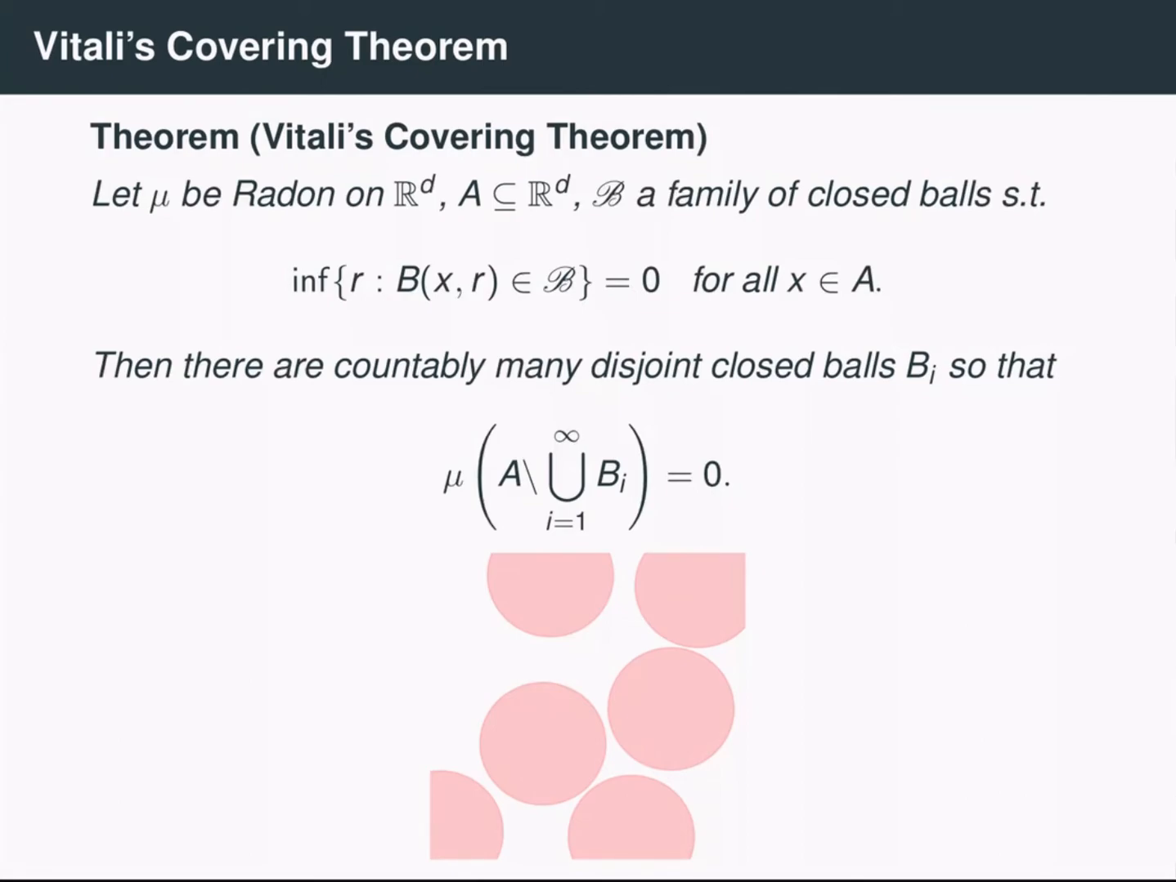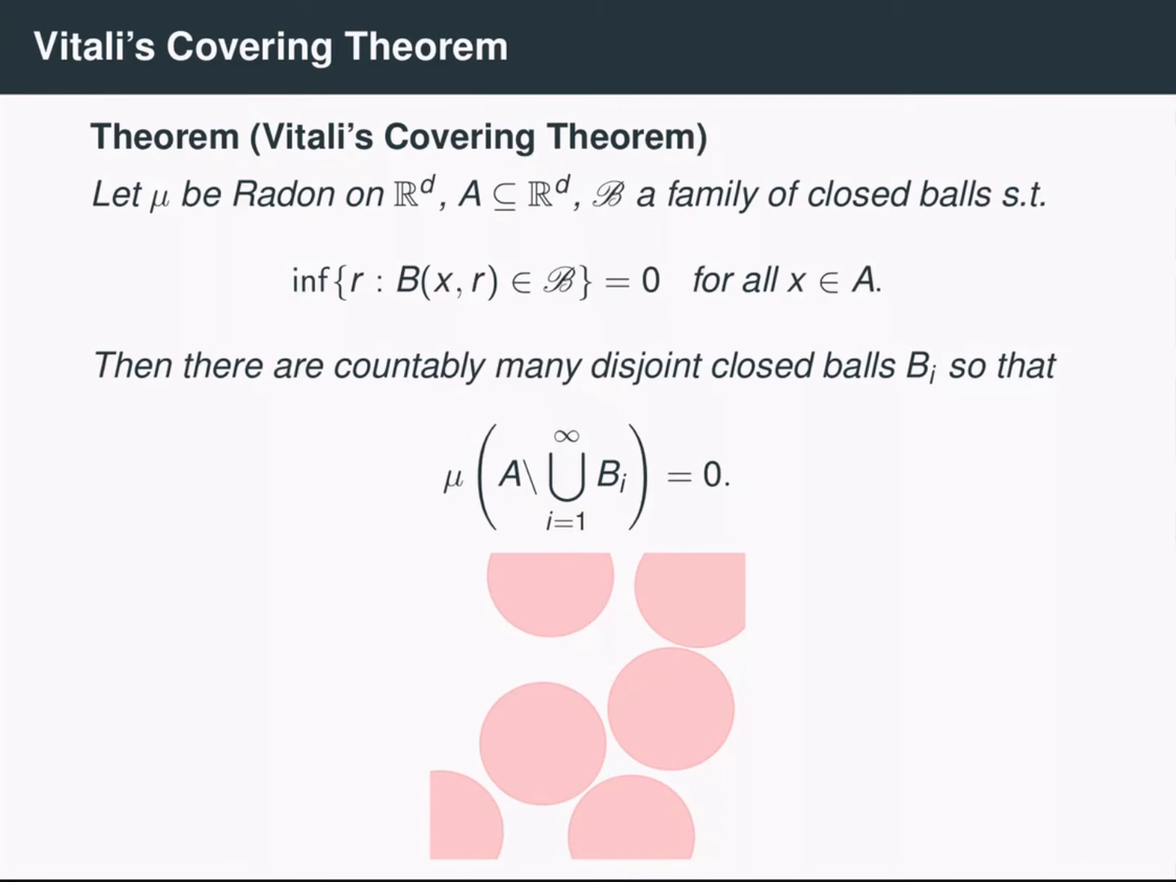Furthermore, it's not hard to show that we can remove a few of these balls so that we have a finite collection that still covers, let's say, 1 over 2nc percent of the set. So in other words, we can find a finite collection of disjoint closed balls that intersects a fixed percentage of the set A in measure. Now, because it's a finite collection of disjoint closed balls, if I look at the complement of those balls, I get an open set.